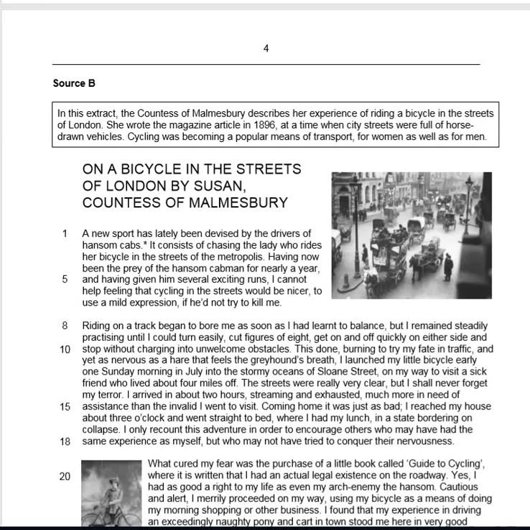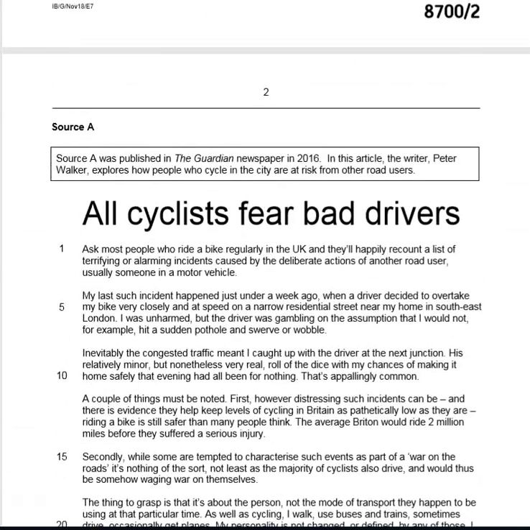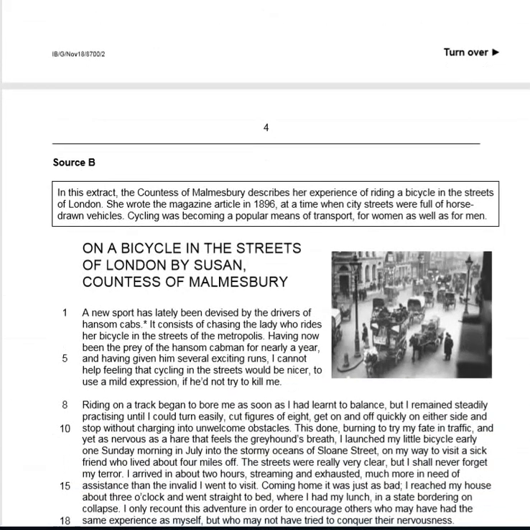However, the first thing in the little box at the top, this article is from 1896, whereas this article is from 2016. We know the second question, summarise the differences. So source A was from a newspaper, The Guardian, a modern contemporary newspaper from 2016, whereas source B is from Victorian times, a magazine article in 1896. This was written by the Countess. Source A was written by a male journalist.